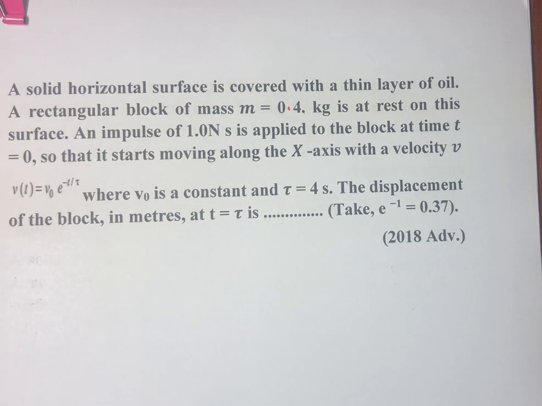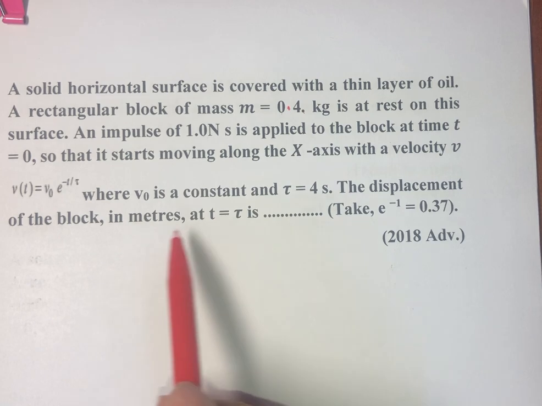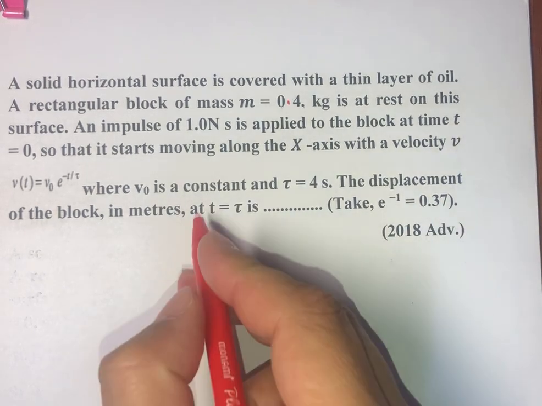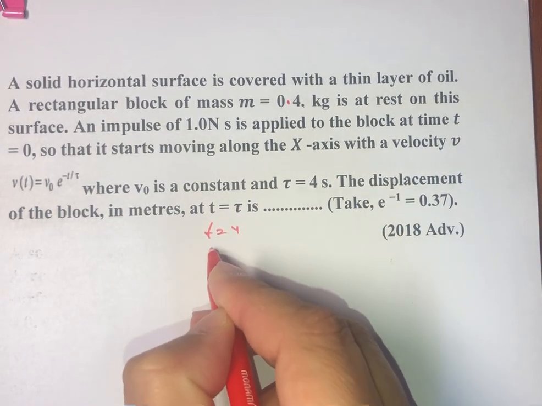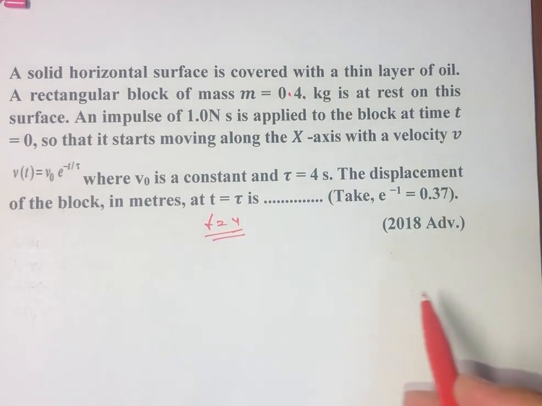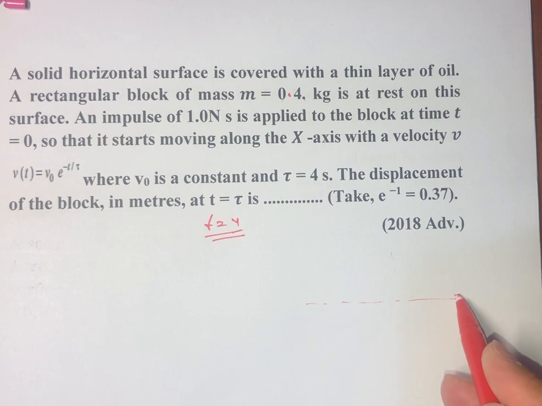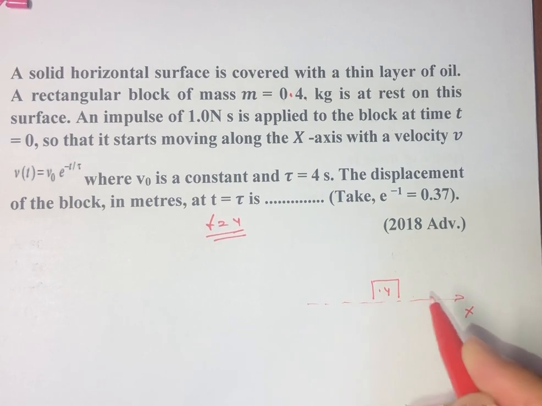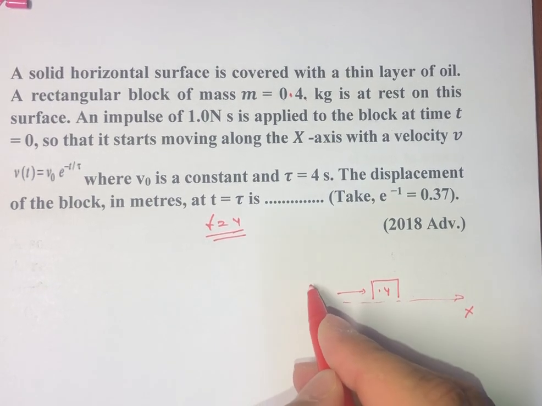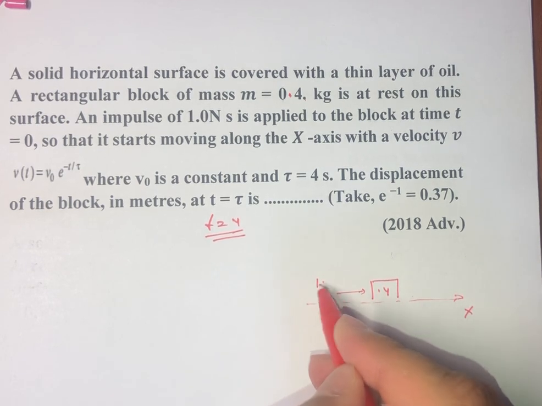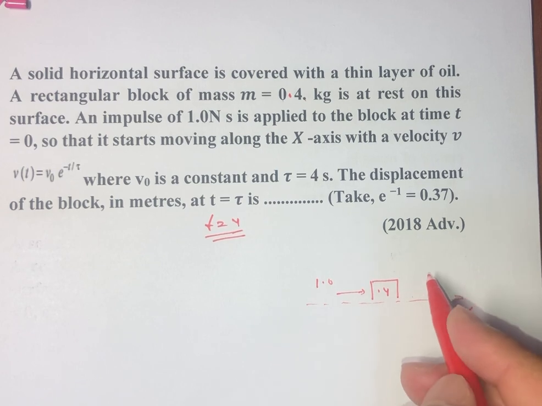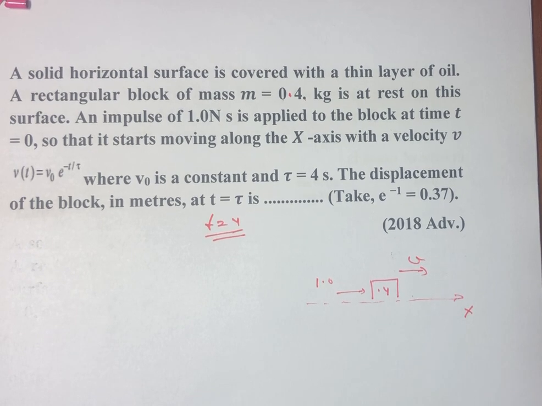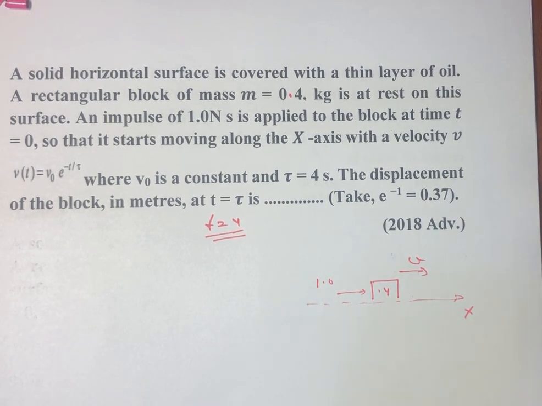So first of all, we have to find out the displacement of the block at t equal to tau, and tau is given as 4 seconds. So we have to find the displacement at t equal to 4 seconds. This is our x direction and we have a block lying here which is 0.4 kg, and an impulse of 1 Newton second is applied to it so that it moves with the velocity v along the x-axis. So its displacement will also be along the x-axis.